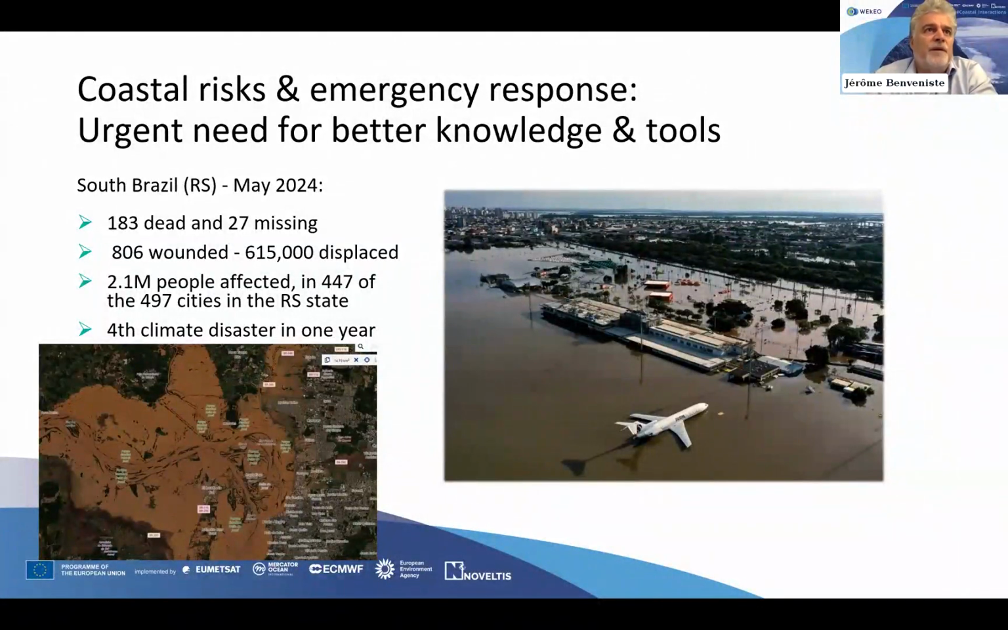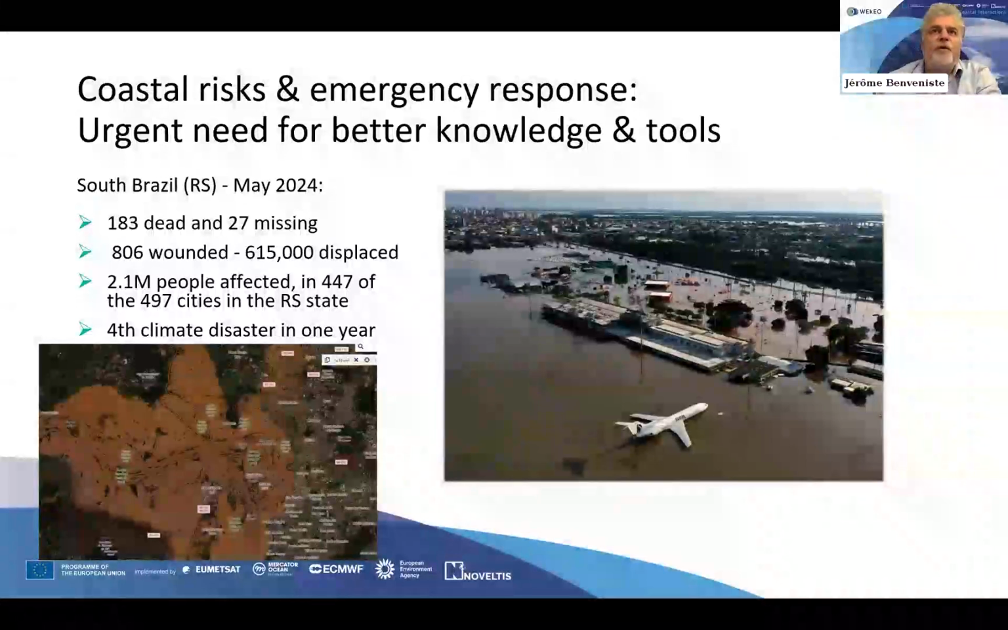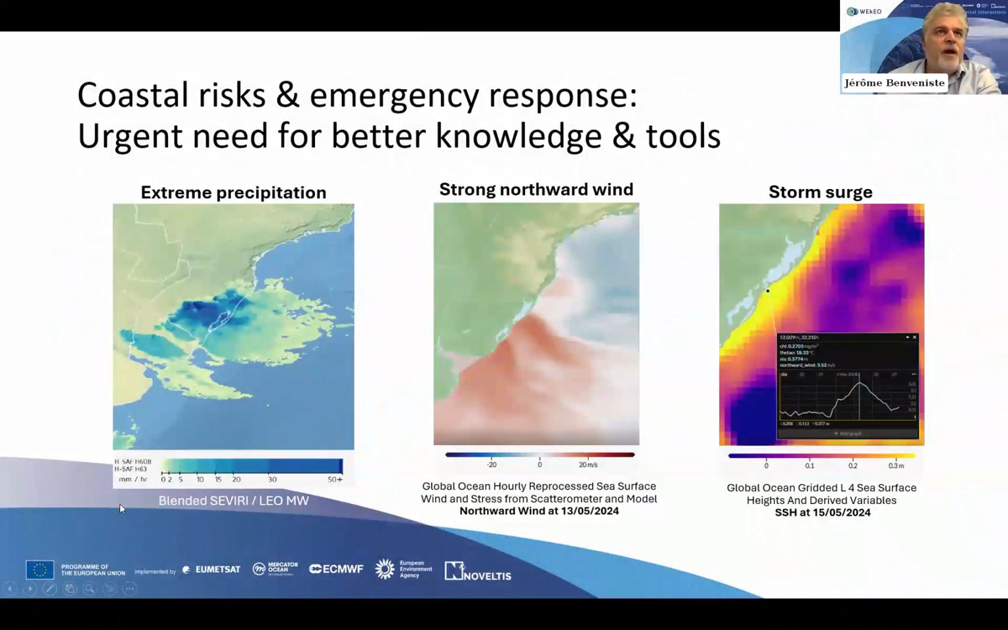And you remember what just happened in Valencia, and we have an example here in South Brazil, where there was a dramatic flooding event. It was the 4th climate disaster in 1 year in this area, the South Rio Grande do Sul. And so basically what happens is you get extreme precipitation, you get strong wind pushing the water to the coast, and also a storm surge, which raises the sea level further.